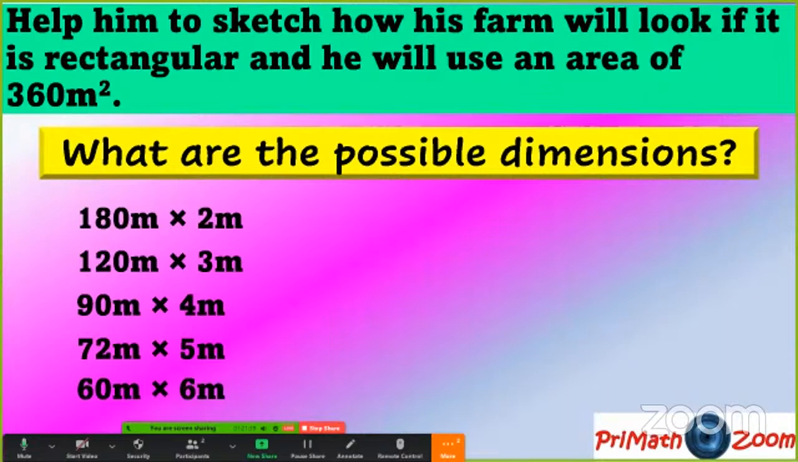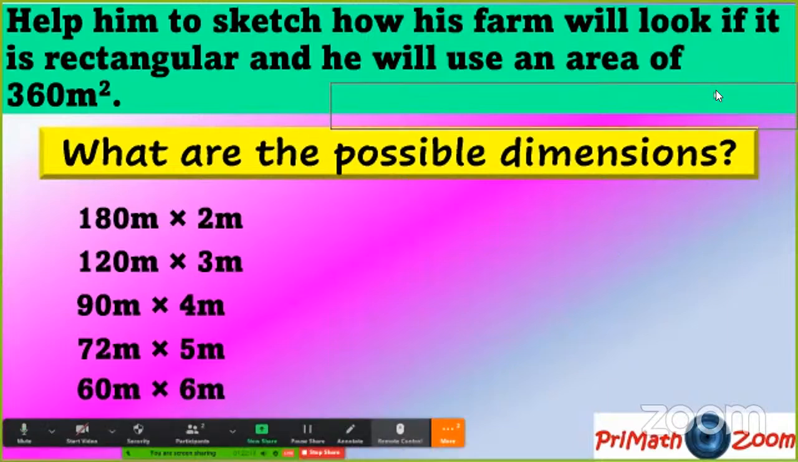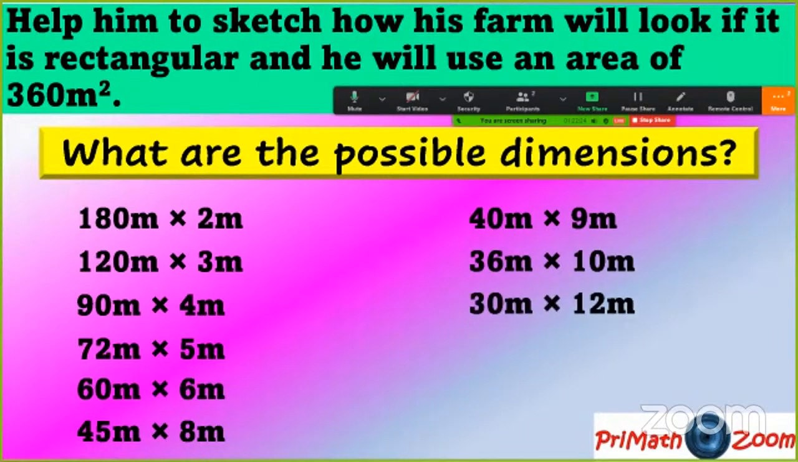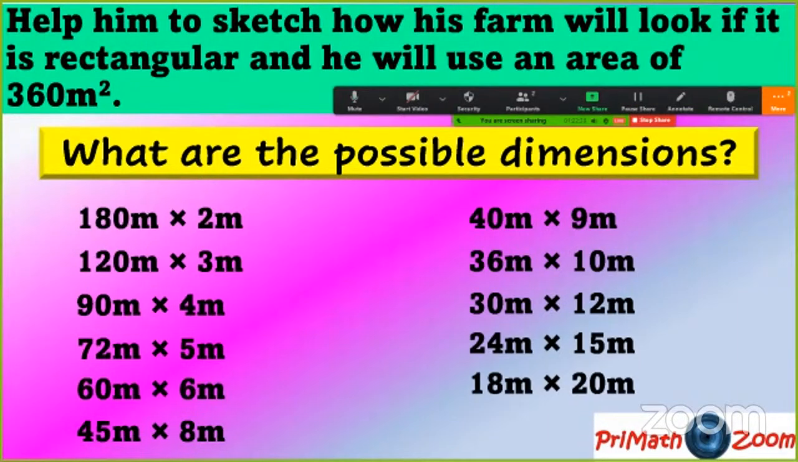I see someone saying 15 meters times 24 meters. Let me see if I came up with that as well. All right, so we have 45 meters by 8 meters, 40 meters times 9 meters, 36 meters times 10 meters, 30 meters times 12 meters, 24 meters times 15 meters, and 18 meters times 20 meters.